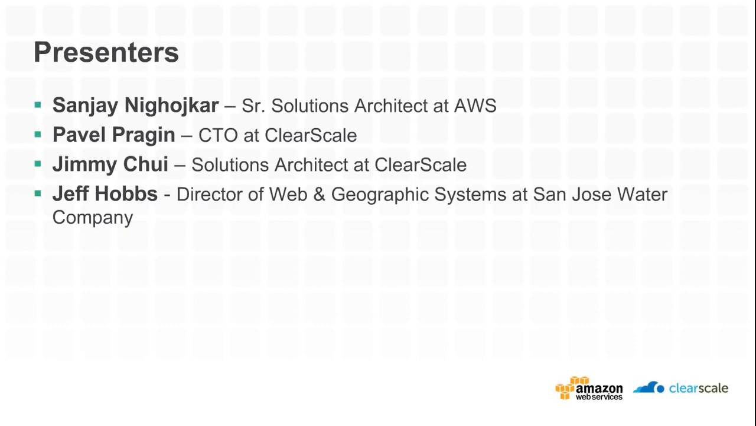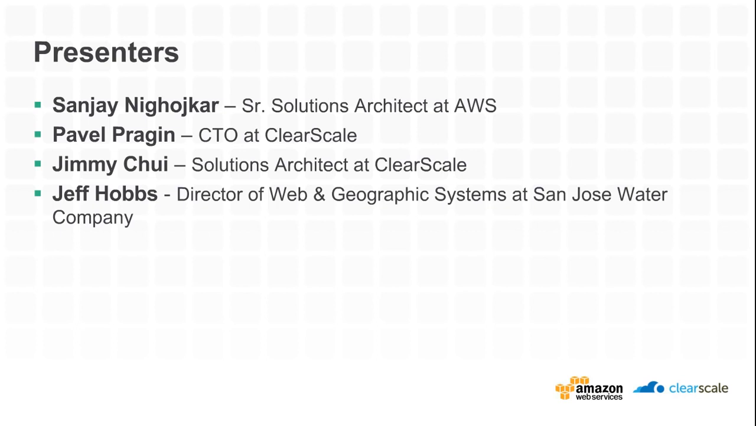So just to introduce myself and some of my colleagues here, my name is Sanjay Nigochkar. I'm a Senior Solutions Architect at AWS. And I'm joined here by my colleagues, Pavel, who is the CTO of ClearScale. ClearScale is an AWS partner, and they help enable customers to adopt the AWS cloud using best practices of design, delivery, implementation and support methodology. I'm also joined by Jimmy Chu, who is a solution architect at ClearScale.